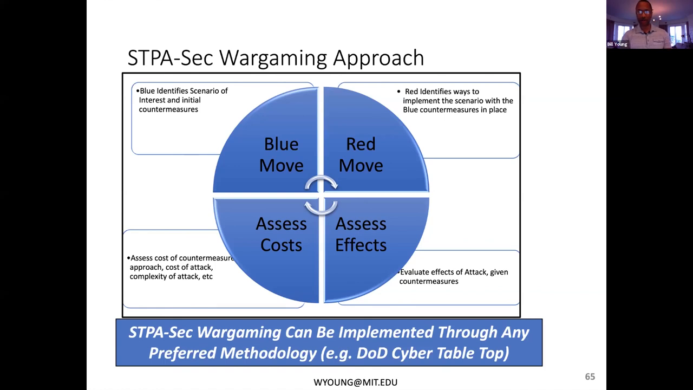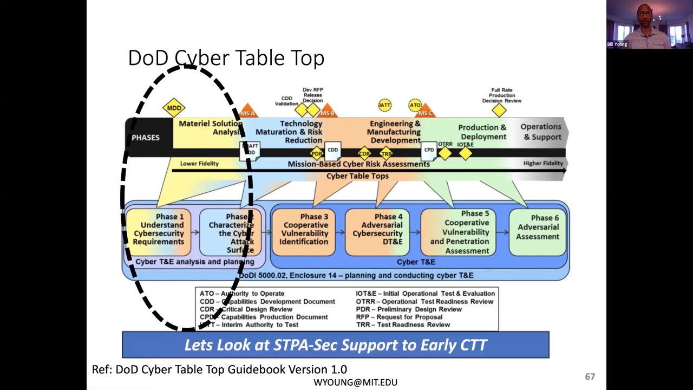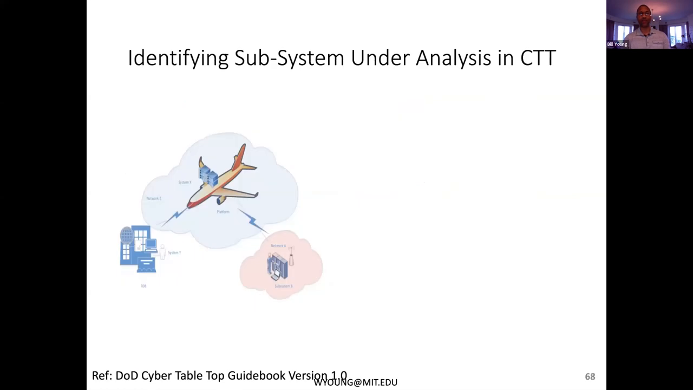And as I mentioned, we can do this with any methodology that you prefer, but let's look at how it applied to the DoD cyber tabletop. So this is all from the DoD cyber tabletop version 1.0. You can Google it and get that. And what we're specifically talking about is what they call low fidelity, or things before the first milestone. But you can use it at any point in the process. So let's look at what it would look like.